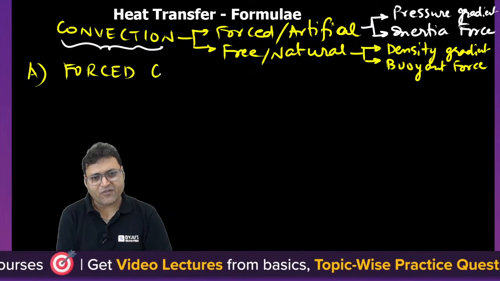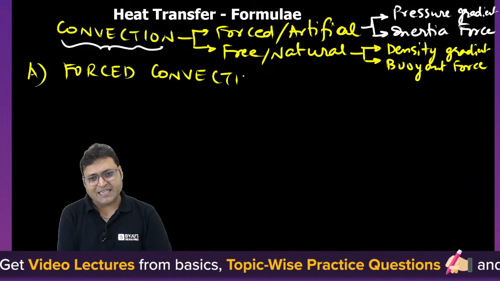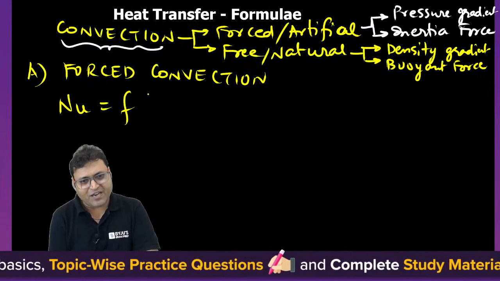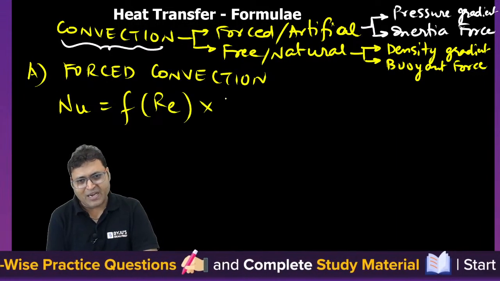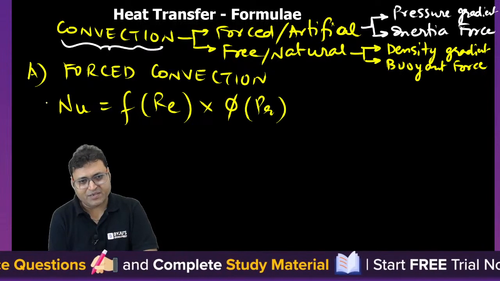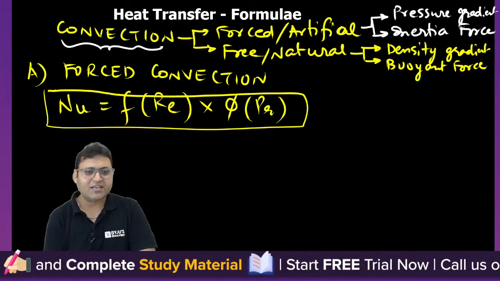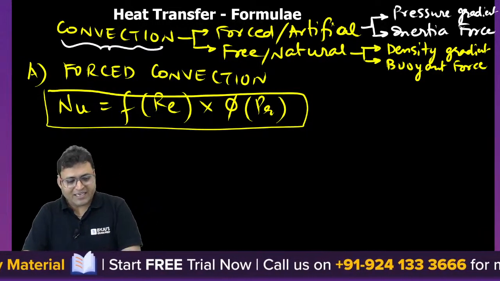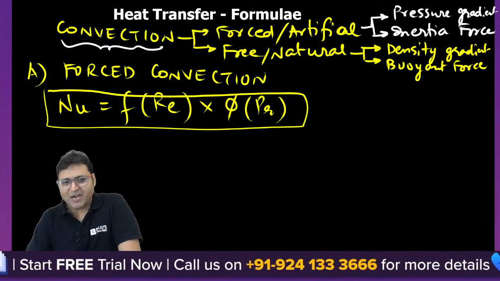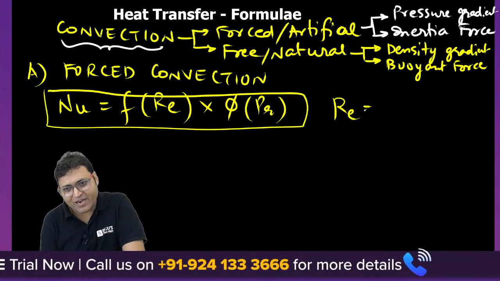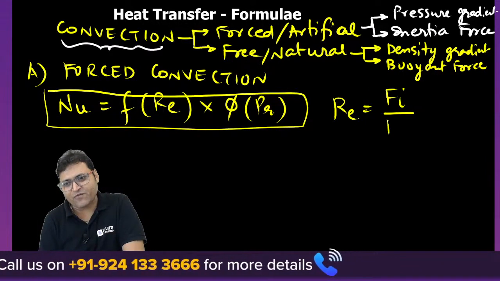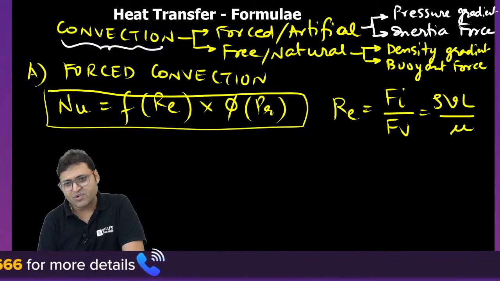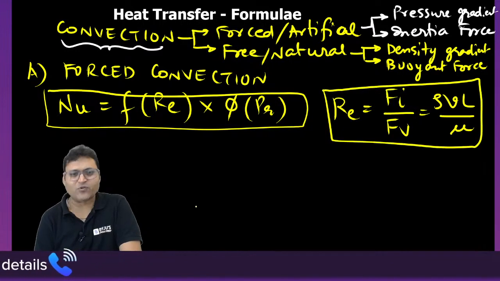or artificial convection, we can say there are three dimensionless numbers. Nusselt number is a function of Reynolds number multiplied by a function of Prandtl number. In case of forced convection, Nusselt number is a function of Reynolds number multiplied by a function of Prandtl number. What is the Reynolds number? The ratio of inertia force by viscous force, rho VL by mu.